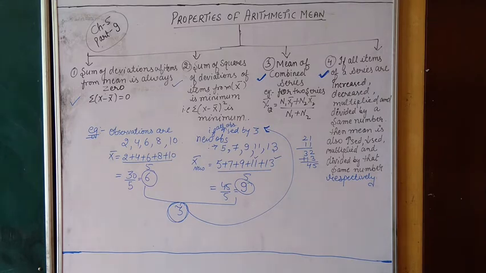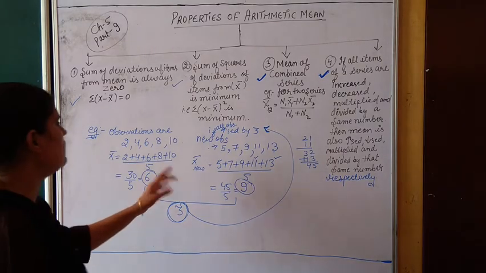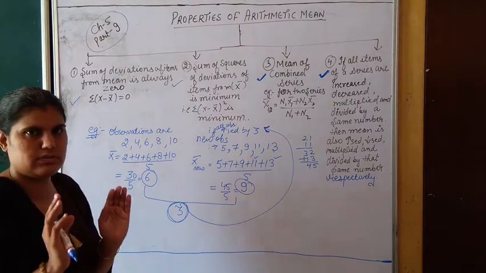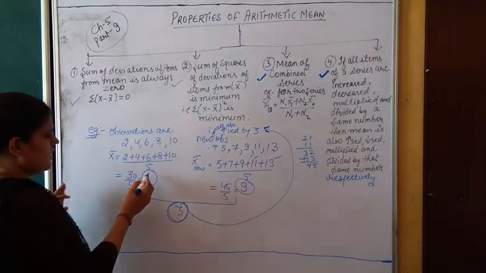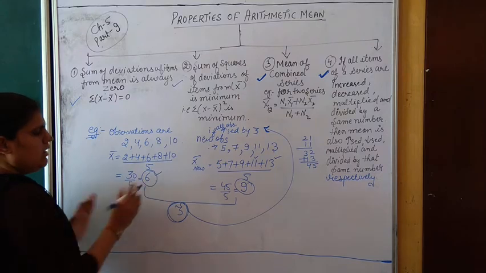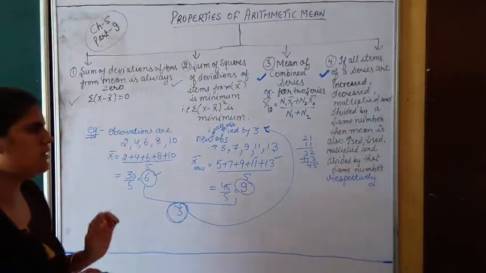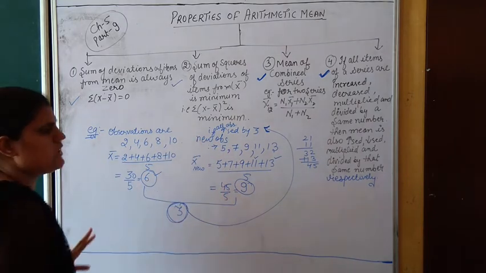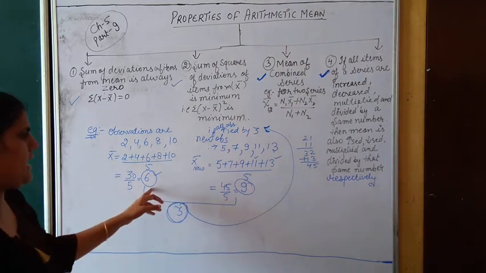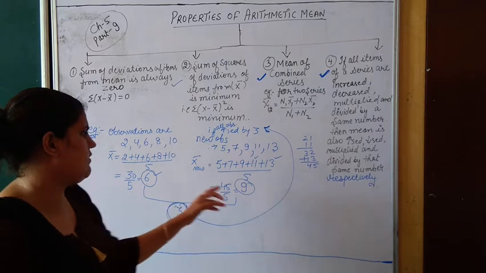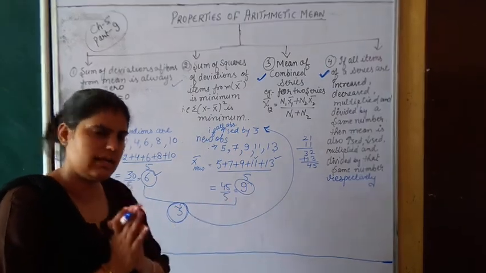Instead of doing the whole calculation again, what can we do directly? If somebody says that the mean of some observations was 6 and all observations are increased by 3, then without doing all these calculations, we can directly add that 3 to 6 and we will get 9. Clear, children?